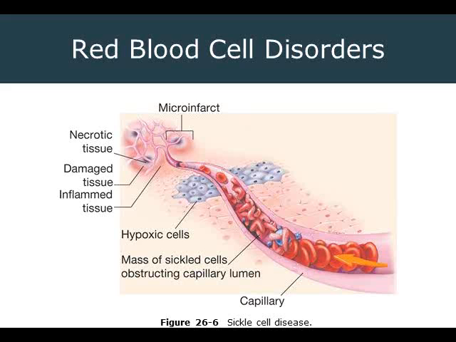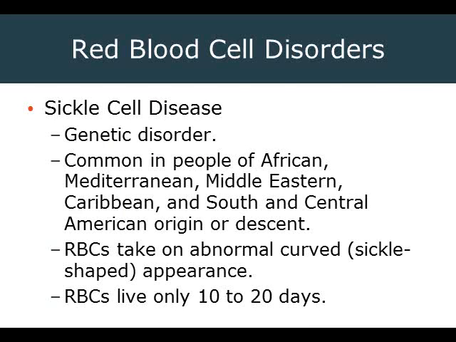Remember, an infarct is death of an area of cells there. So, sickle cell disease is a genetic disorder. It is most common in people of African, Mediterranean, Middle Eastern, Caribbean, South and Central American origin or descent. So most common in them. It's absolutely not seen only there, but it's very uncommon in others.